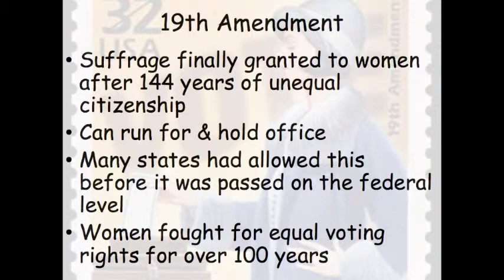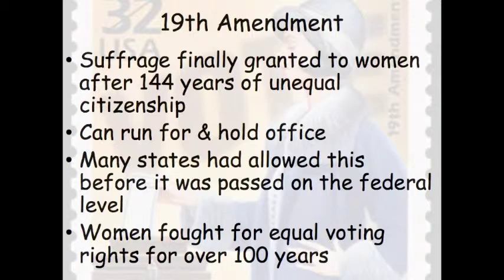Now, before the passage of the 19th Amendment, many states had already passed laws giving women the right to vote, but that was at the state and local level. On the federal level, it finally was brought about with the 19th Amendment. And thanks in many ways to the women who fought for equal voting rights for over 100 years, including Elizabeth Cady Stanton, Sojourner Truth, Susan B. Anthony, among others who were suffragists, women who were fighting for their equal voice in our democracy.